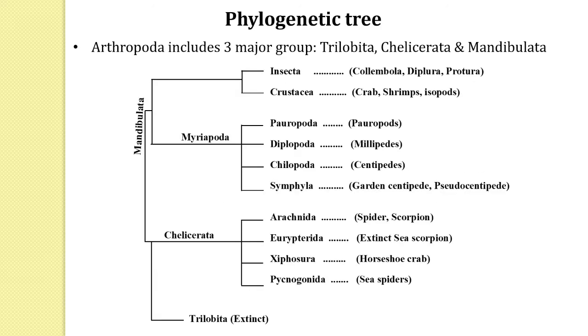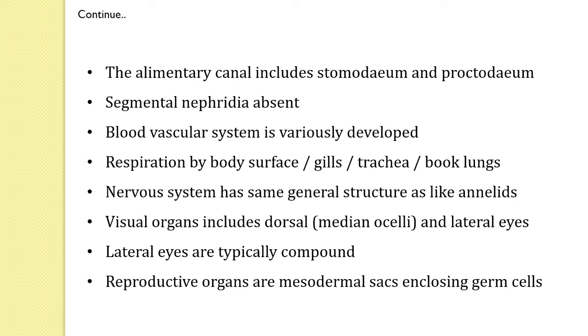Then the visual organs of the Arthropoda include the dorsal eyes, also referred to as the median ocelli, and the lateral eyes, which are innervated by the protocerebrum. The dorsal eyes are always simple ocelli, which are located usually on the upper or anterior surface of the head.